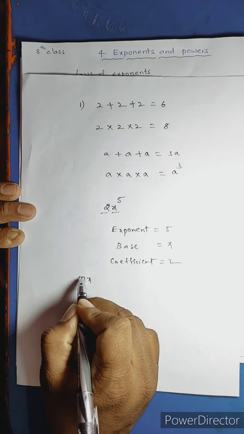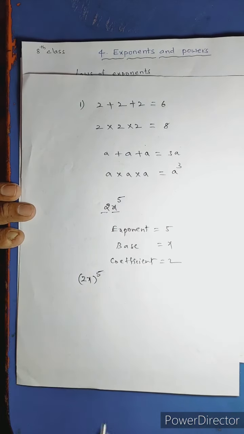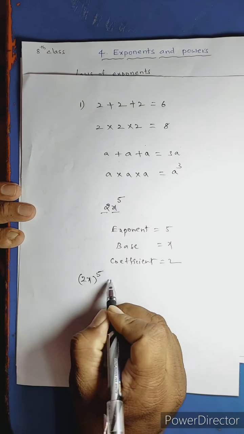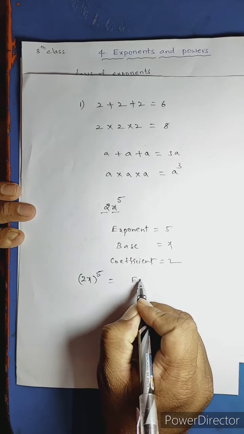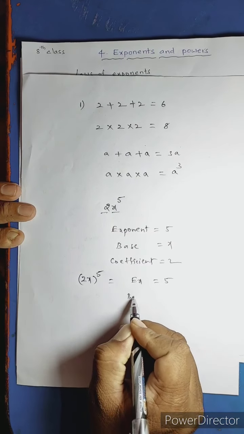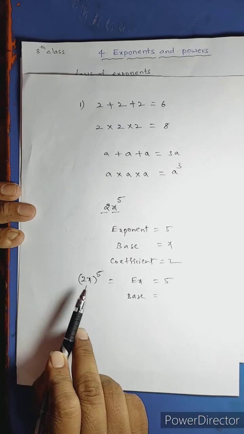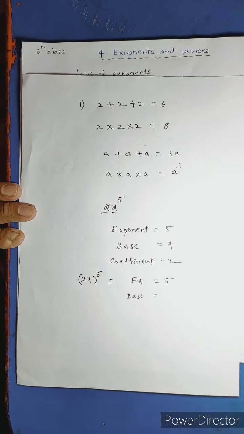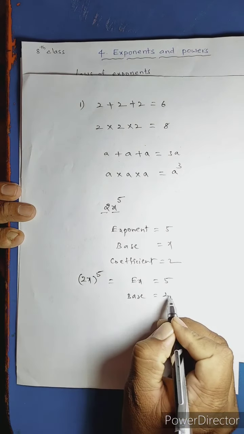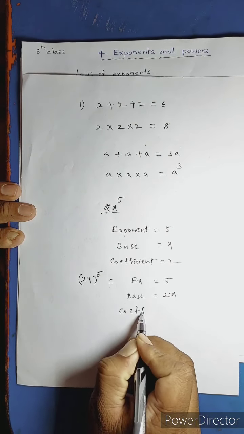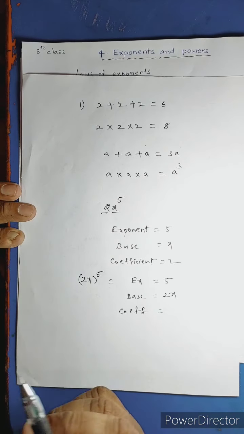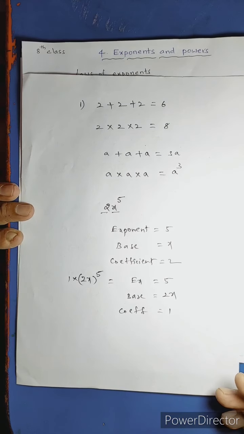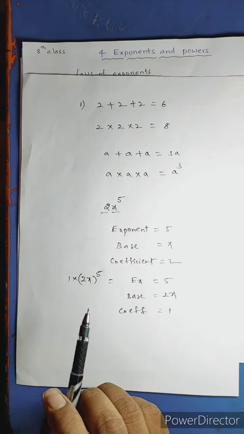Now 2x whole power of 5. Same as 2x power of 5, here it is 2x whole power of 5. Here the exponent is 5, and the base is 2x 5 times: 2x into 2x into 2x into 2x into 2x. So here the base is 2x. Now the coefficient: each and every term is always multiplied with 1, so here the coefficient is 1.